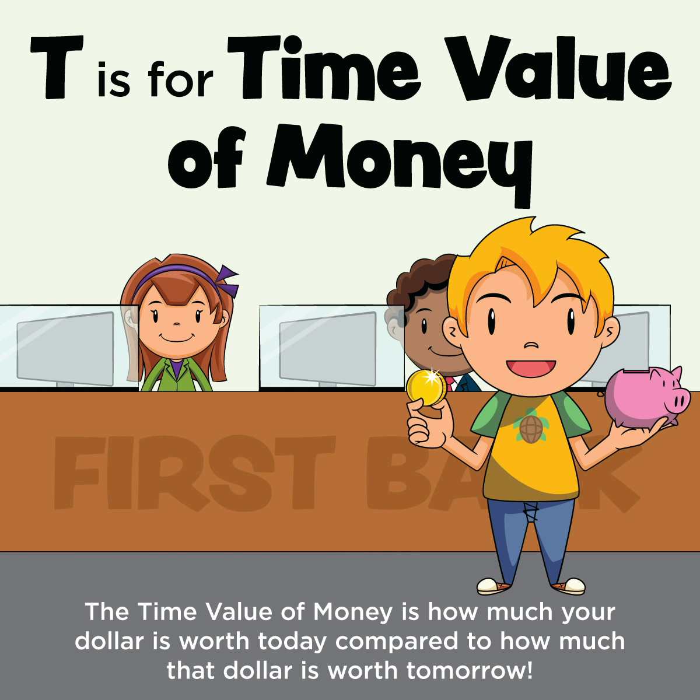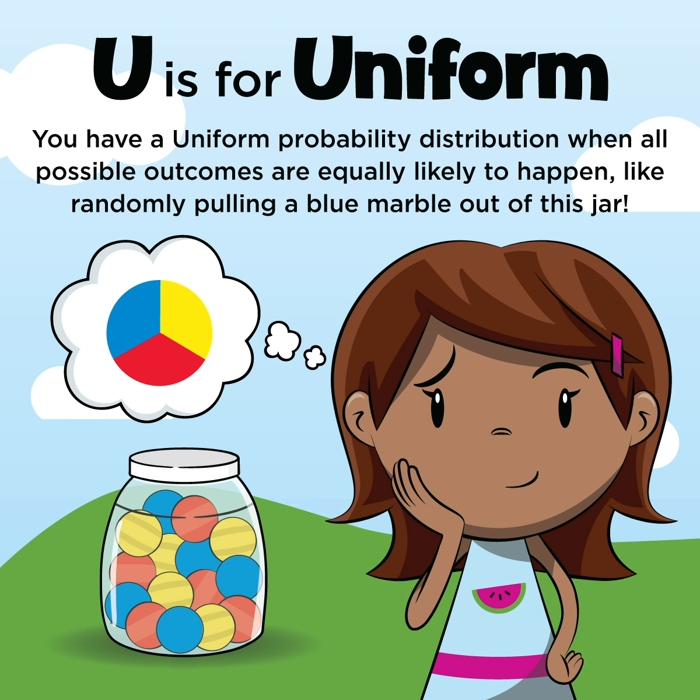T is for Time Value of Money. The time value of money is how much your dollar is worth today compared to how much that dollar is worth tomorrow. U is for Uniform. You have a uniform probability distribution when all possible outcomes are equally likely to happen, like randomly pulling a blue marble out of this jar.